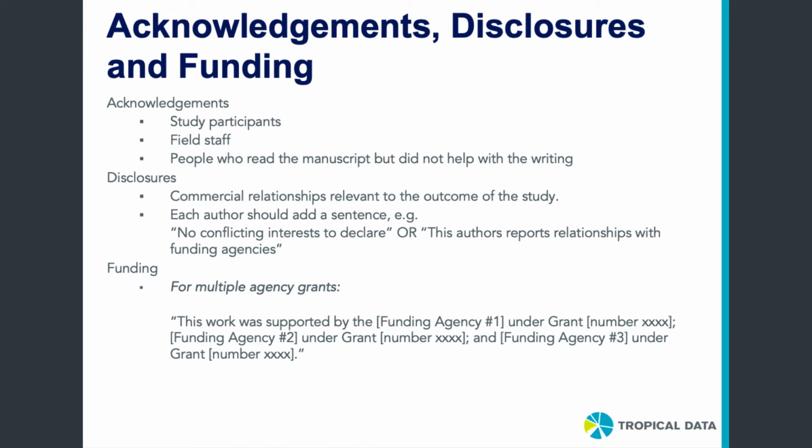Each author should add a sentence such as, "No conflicting interest to declare," or "This author reports relationships with funding agencies." For funding, if there are multiple agency grants, you can write, "This work was supported by funding agency number 1 under the grant number," and list the grant number. Funding agency number 2 under grant number, and then list the grant number. And funding agency number 3 under grant number, and list that final grant number.